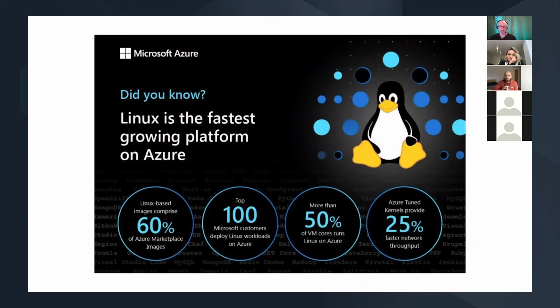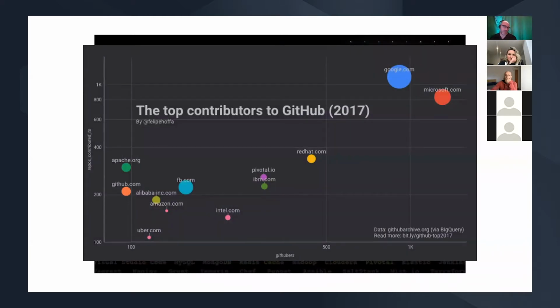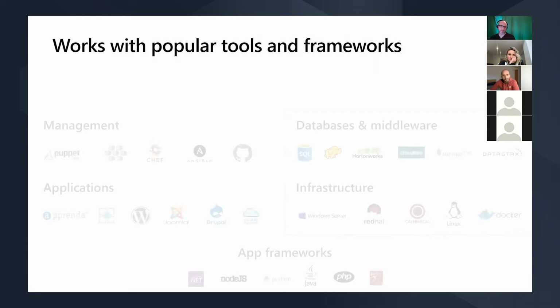You see from here we have over 60% of all VMs are now Linux. And as a company, we have now become the biggest contributor to open source. This is showing our contributions in GitHub. So here we are in a complete U-turn to where we were 10, 15 years ago. We very much embrace open source and are the leading contributor to it.